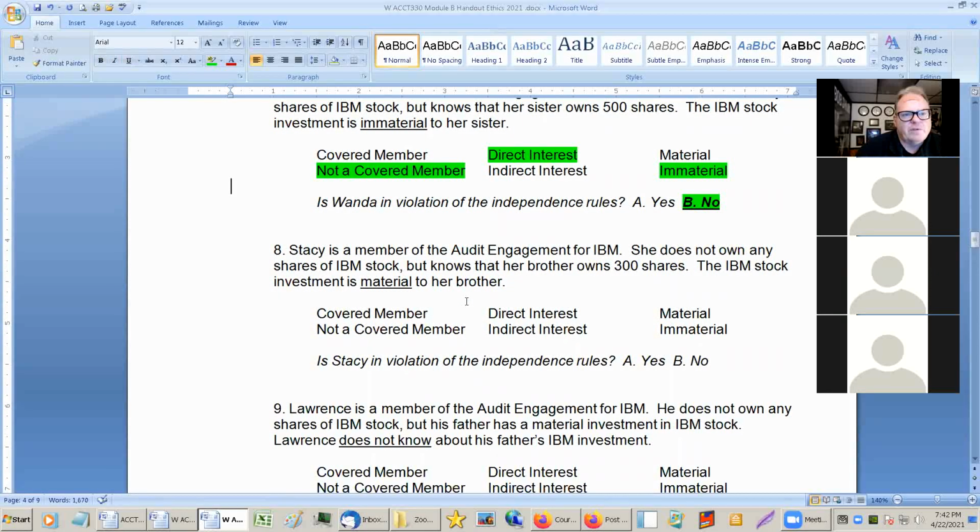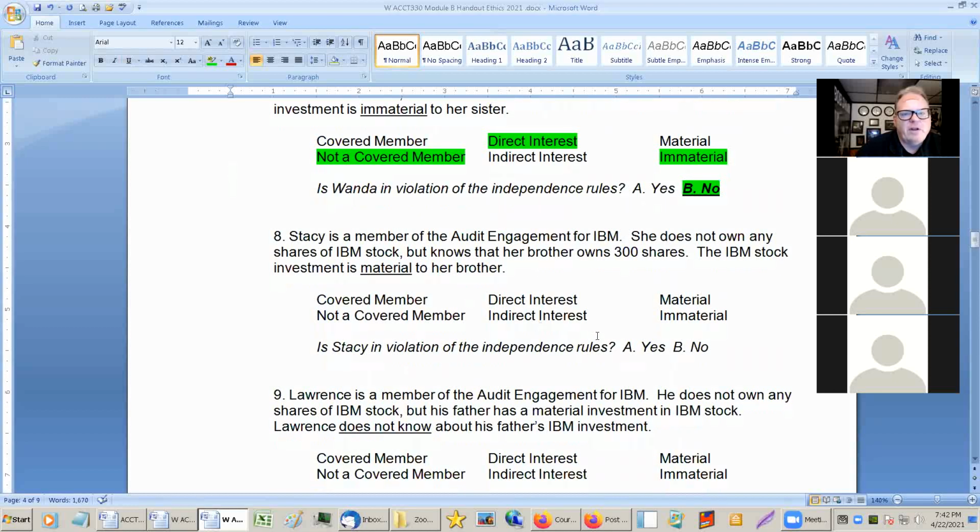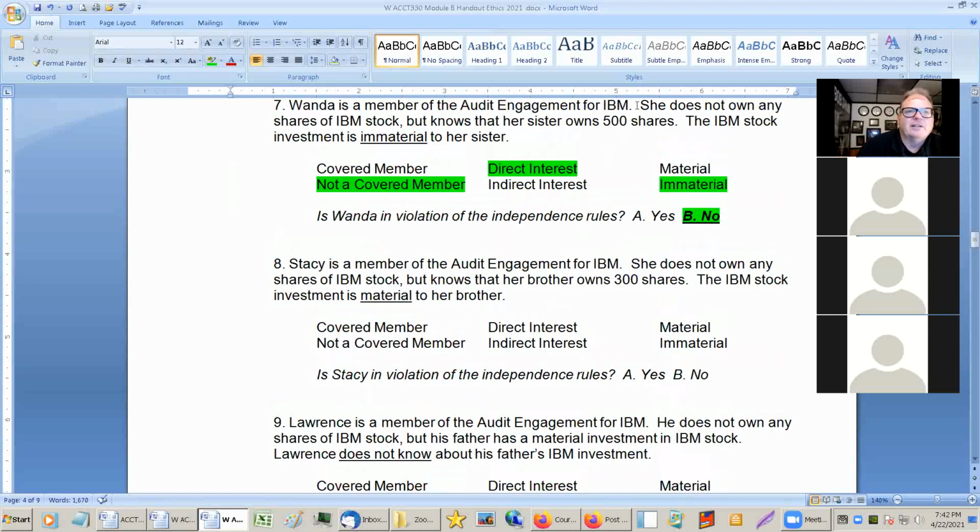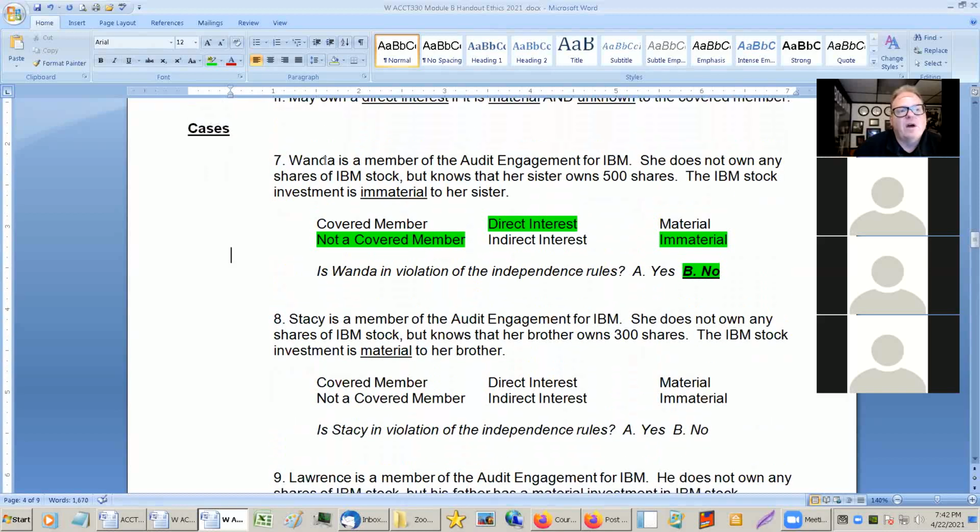Okay, Stacy is a member. There's a lot of people on the engagement team. Oh, wouldn't Wanda be a covered member though? Yes, up here, if Wanda owned the stock, Wanda's a covered member.